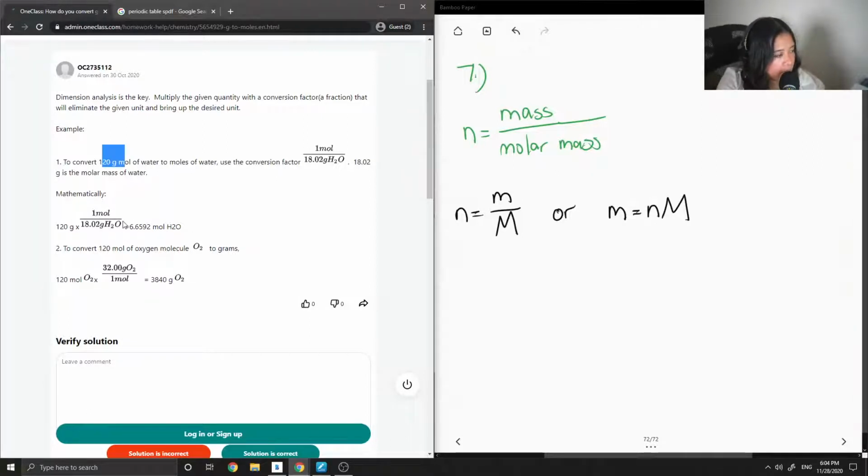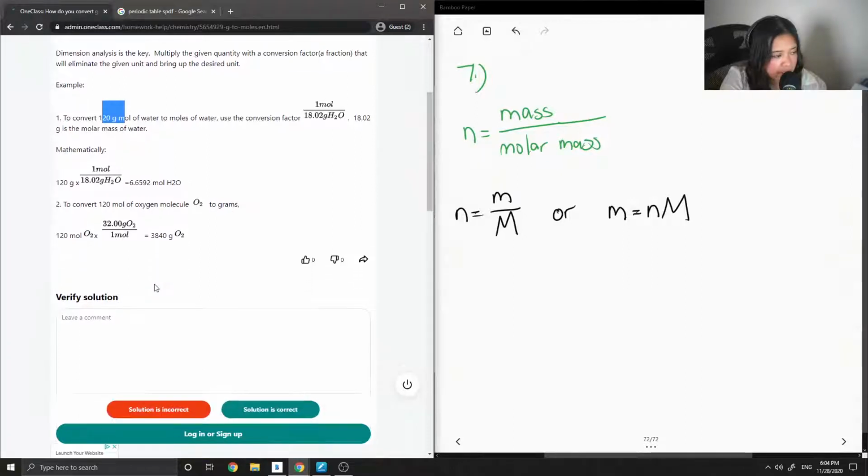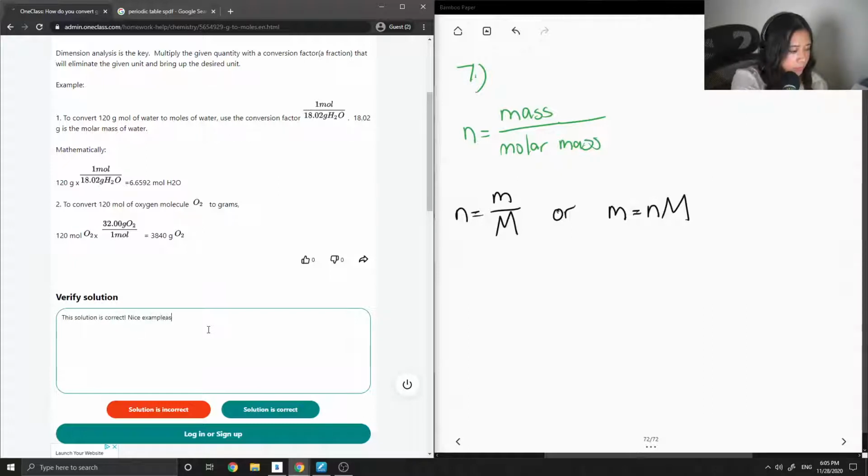They have another example of converting 120 moles of oxygen molecule O2 to grams. This is where you would just multiply by the molar mass. So 120 moles of oxygen times 32 grams per mole is equal to 3,840 grams of oxygen. So this solution is correct. And we can move on to question number 8.